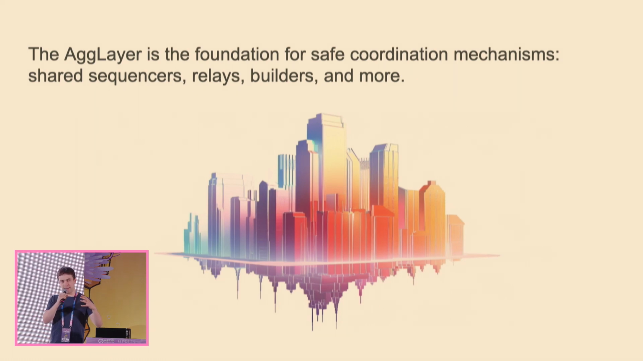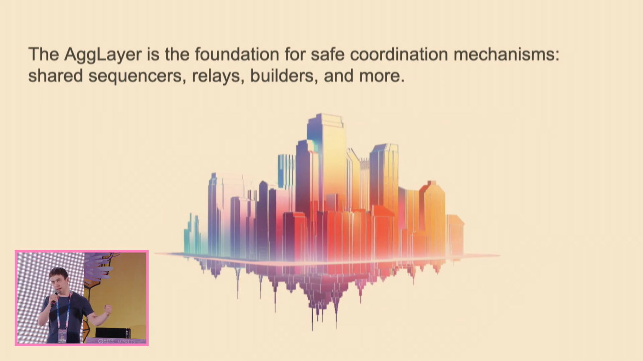So the way that we think about the AggLayer is it provides this foundation of safety that lets other coordination mechanisms like shared sequencers or relays or block builders be built and exist on top. So you could have a shared sequencer like Espresso or NodeKit that's actually executing synchronous transactions across a large number of chains. And in this way, we're able to have a multi-chain, horizontally scalable ecosystem with thousands or tens of thousands of chains. But for subsets of those chains, they can operate synchronously.